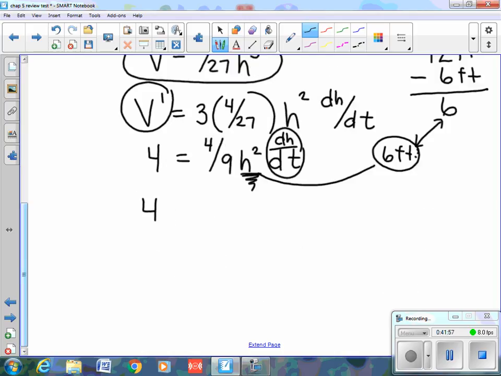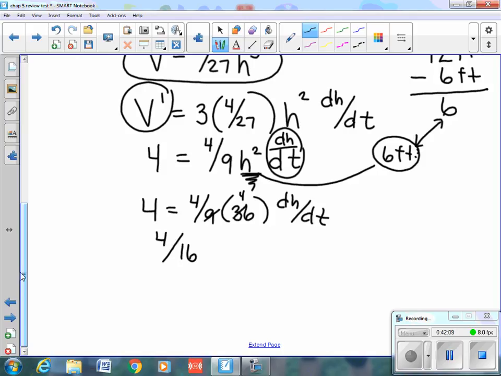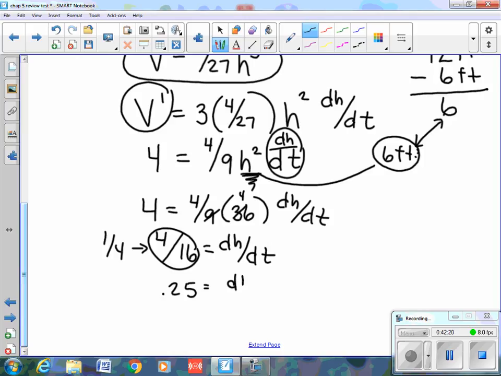So you're going to put 4 equals 4/9 times 6 squared, which is 36, dh dt. 9 goes into 36 4 times, so 4 divided by 16 is going to give me dh dt. Most of you know that 4/16 is the same thing as 1/4, and 1/4 is the same thing as 0.25 dh dt, and we're talking feet per minute.